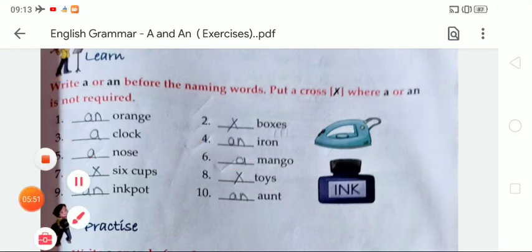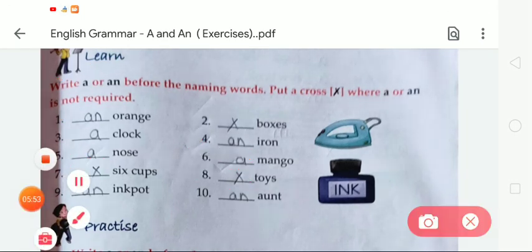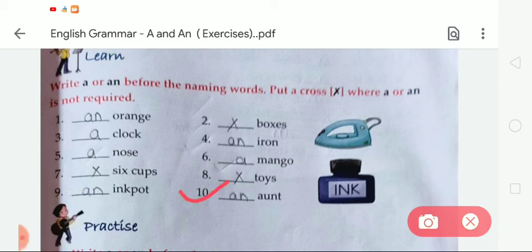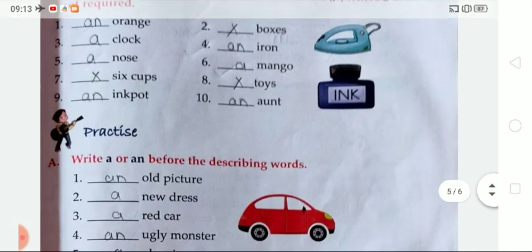Now number 9, ink pot, so it is one in number, so we have to use an with ink pot. Now 10th is aunt, so we have to use an. Okay, so like this we have to complete this exercise. Now we are moving to the next.